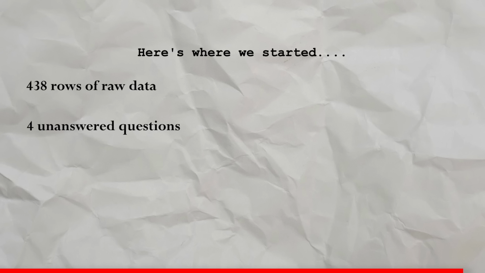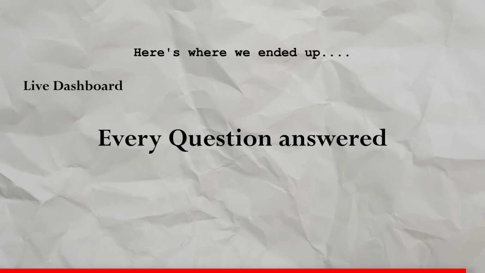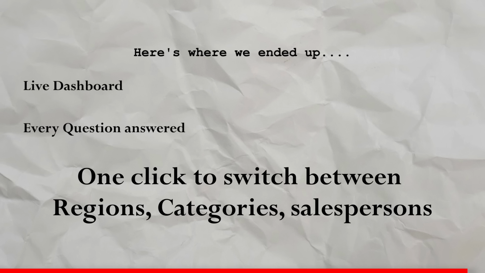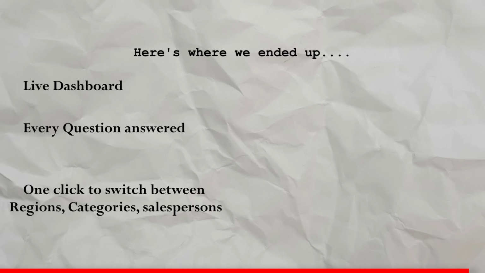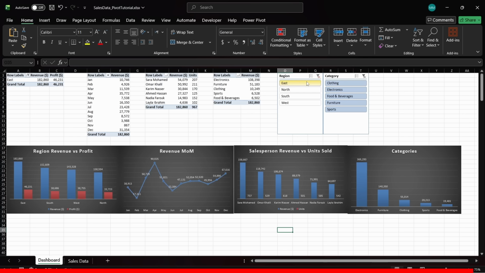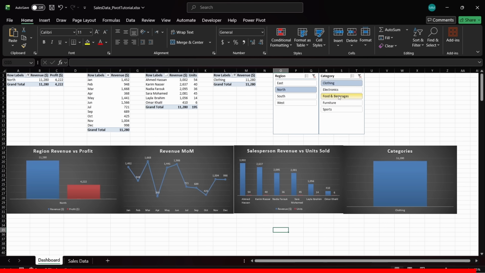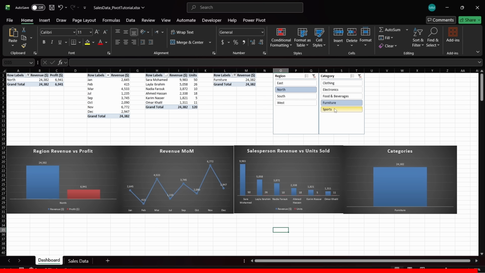4 unanswered questions. Here is where we ended up. A live dashboard, every question answered, one click to switch between regions, categories, salespersons, no formulas, no manual work. What we built today, multiple pivot tables, a linked chart, and 2 slicers, all connected, all on one sheet. The dataset is in the description, download it yourself. Building it once is worth more than watching it 10 times.